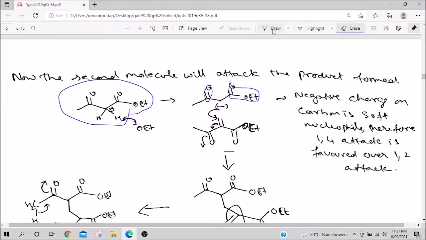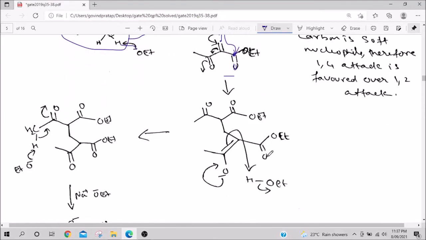Because it is soft, soft always attacks a soft center. Now, attacking this center is soft, whereas attacking this center is hard. Why is it hard? Because here carbon is attached to oxygen and therefore this lobe is smaller, because oxygen pulls electrons towards itself. So the lobe becomes smaller and therefore it is hard to polarize, and therefore the attack happens here, it comes here, and it gets a negative charge and this takes a proton from the solvent, ethanol here.